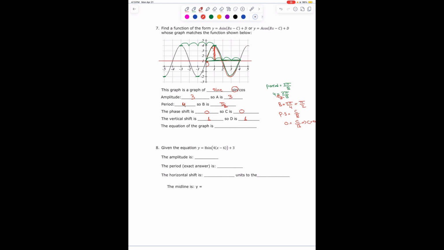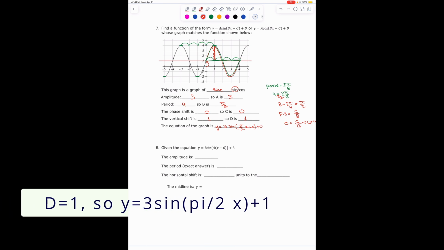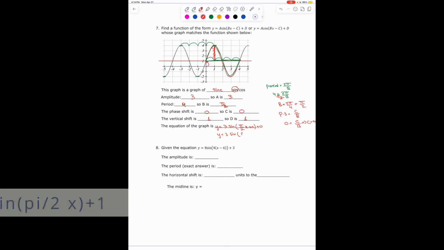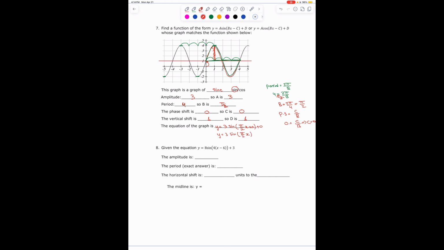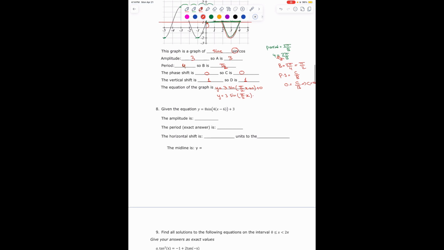So the equation is going to be y equals a, which is 3 sine bx. B is pi over 2 x plus 0, which can be written as 3 sine pi over 2 x. We can leave it like that.